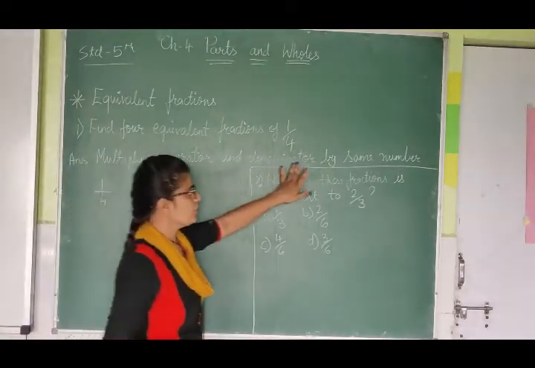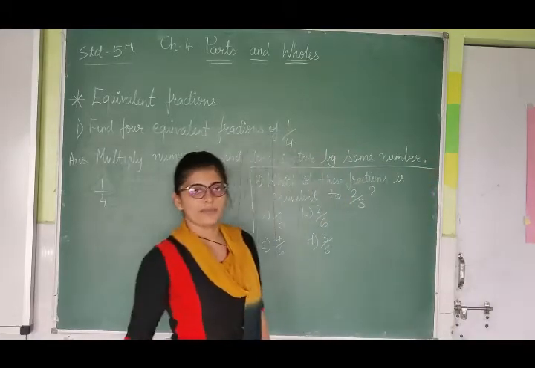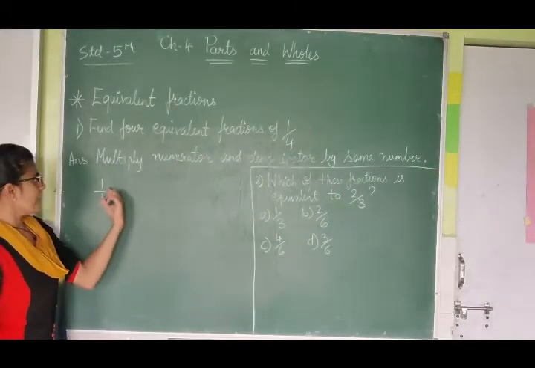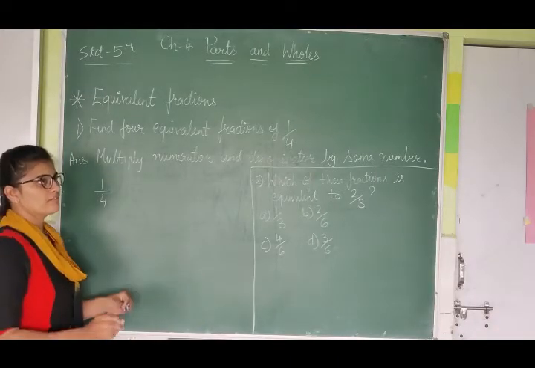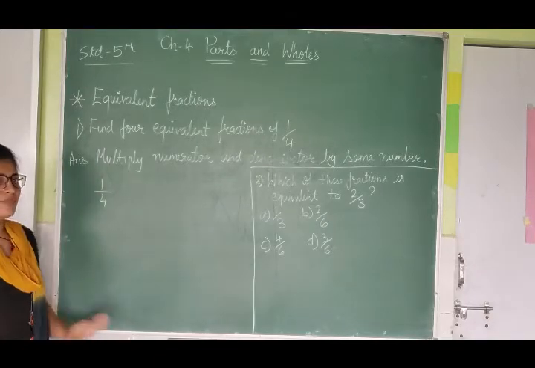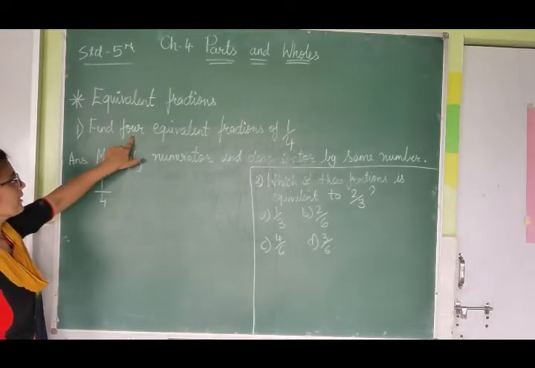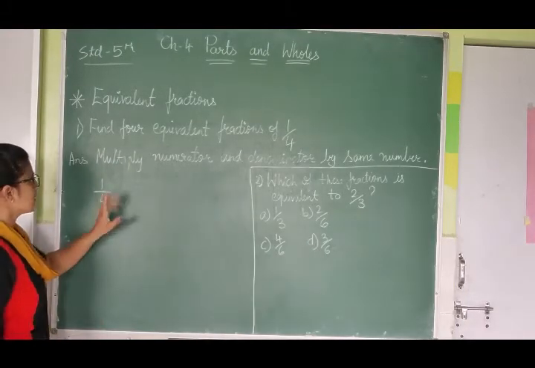Multiply numerator and denominator by the same number. Just this thing you have to do, that you have to multiply the numerator and denominator by any same number. Whatever, if you are taking 5, then you have to multiply the numerator with 5 and the denominator also with 5. Now we have to find 4 equivalent fractions, means 4 different fractions we have to find out. Let us find out the first one.